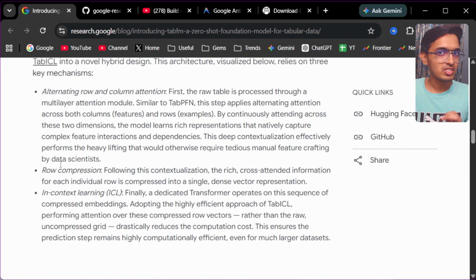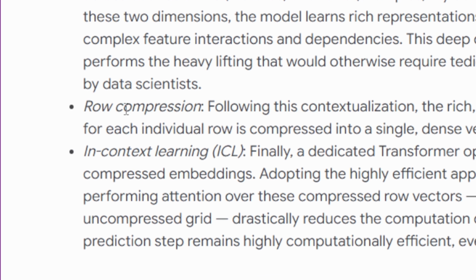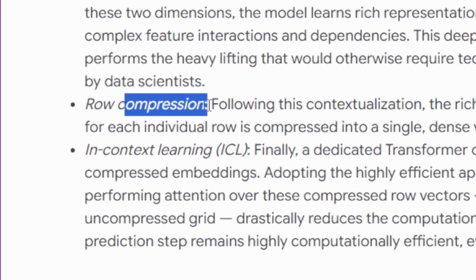And after it understands the context using the alternating row and column attention, it moves to row compression, which is also crucial for keeping the model efficient while dealing with lots of data.